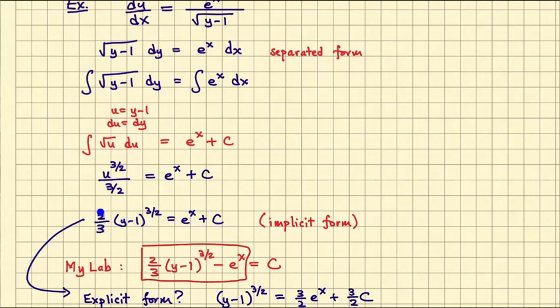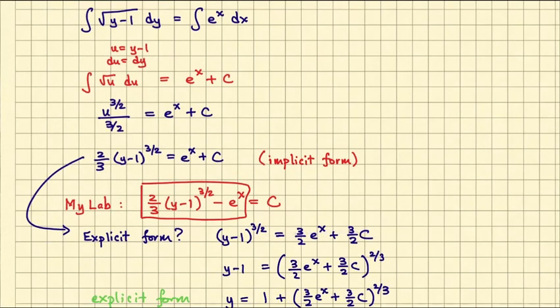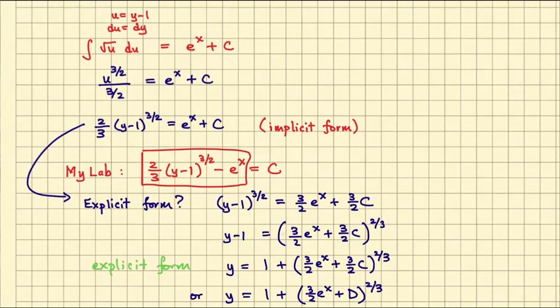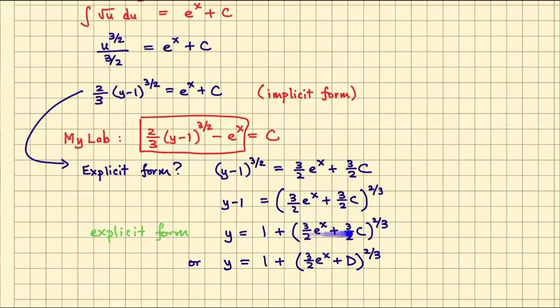So here I would multiply both sides by 2/3. And then I would raise both sides to the 2/3 power. Here it would cancel. And here I would get a 2/3 power. And then I would add 1 to both sides. And so the explicit form could look like this. And that's totally fine for me.